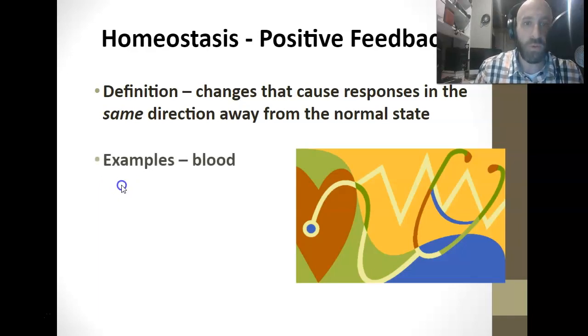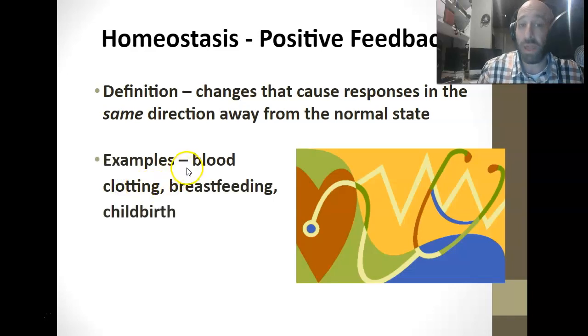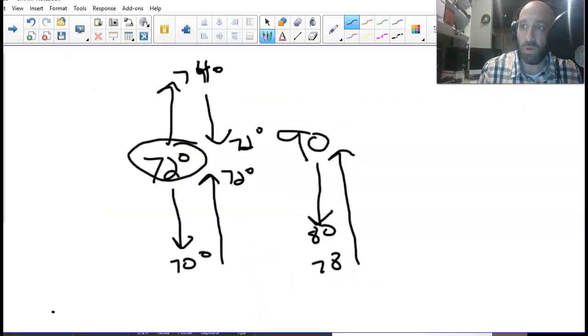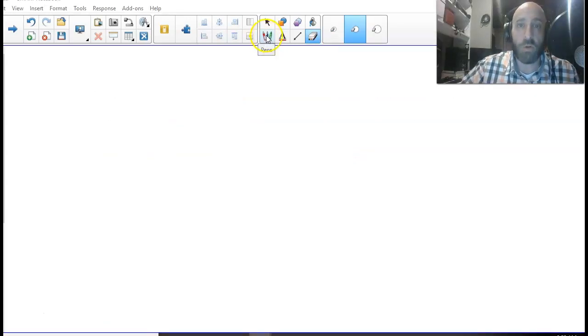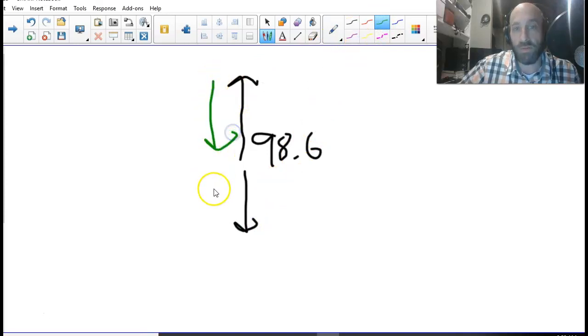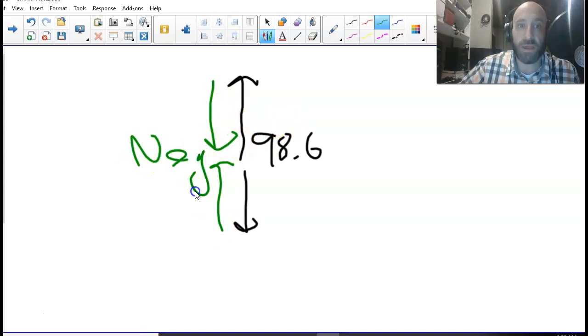So what do I mean by that? Well, I'm going to give you some examples. One would be blood clotting. Another would be breastfeeding and childbirth. And we're going to go over some of these examples, but I'm going to use another example, which I think is a good one, which will hopefully help you to understand. So in a normal circumstance, without a fever, you have your body temperature, 98.6 degrees, right? And let's say you're working out or something, or it's hot in the room, your temperature goes up, or it's really cold and your temperature goes down. In a normal situation, when your body is functioning, the temperature is going to come back to that set point. That's negative feedback, right? So we talked about that already.